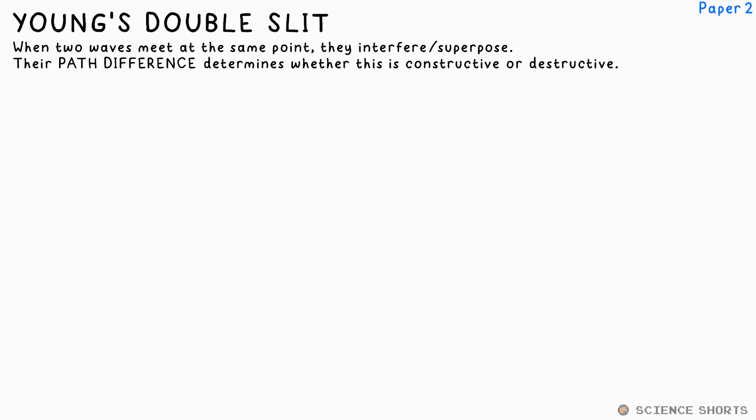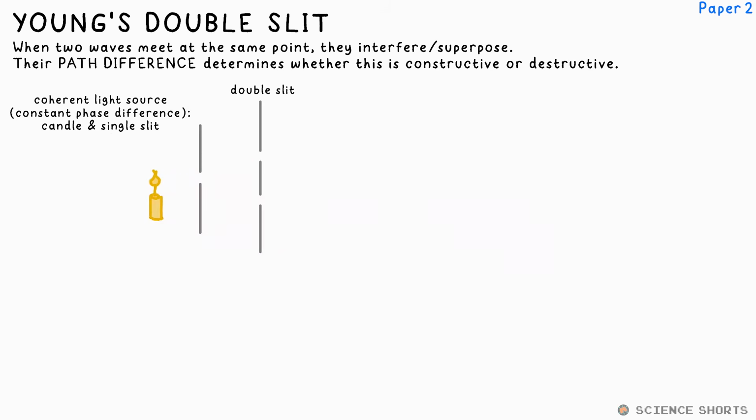Even if waves aren't traveling in opposite directions, they can still interfere when they meet. Thomas Young put a thin slit next to a candle to first ensure that the light used for the experiment was coherent. That means it has a constant phase difference, which basically just means it's in phase. This light then passes through a double slit. The result was bright and dark fringes appearing on the screen. We call these maxima and minima.